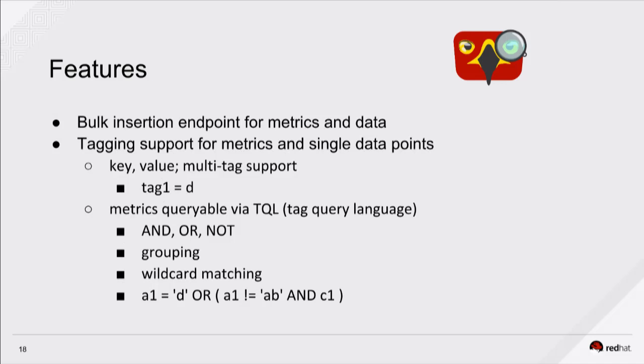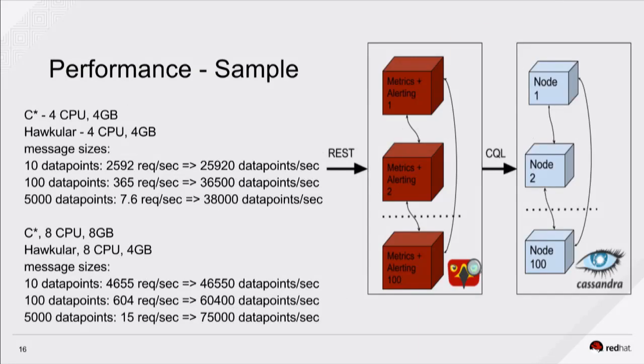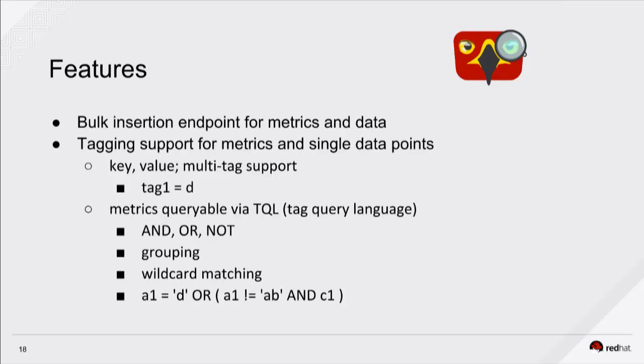A few other features. We have the bulk insertion. You can send multiple metrics and multiple data points at the same time. You've seen here in the test we have 5,000 data points at once. We have tagging support for both metrics and single data points. And a tag is a key value pair. Tag 1 equals D, tag 2 equals B, and so on.